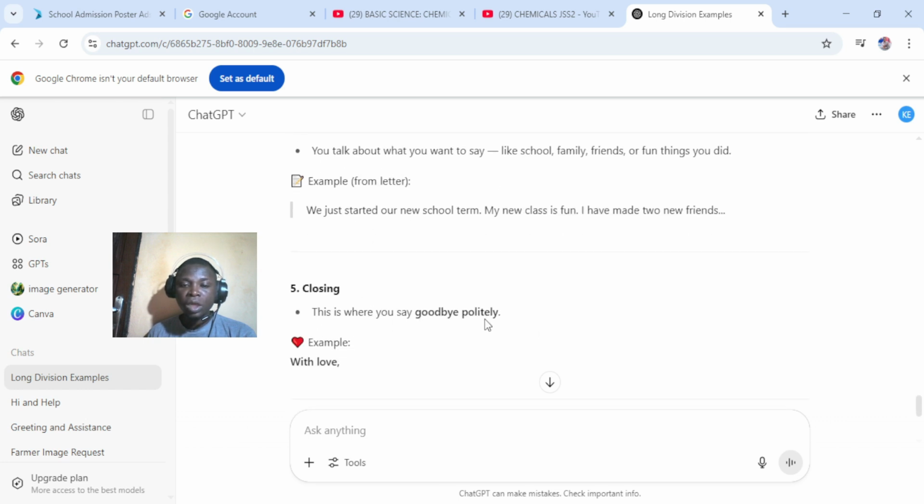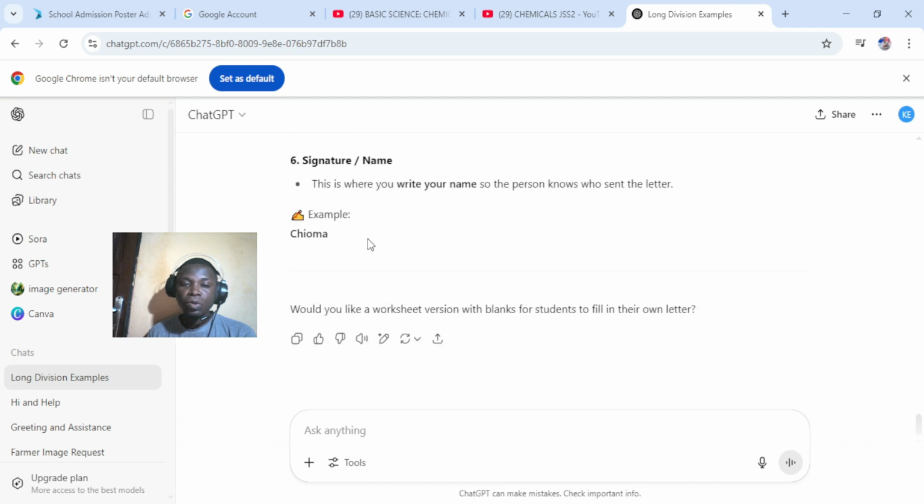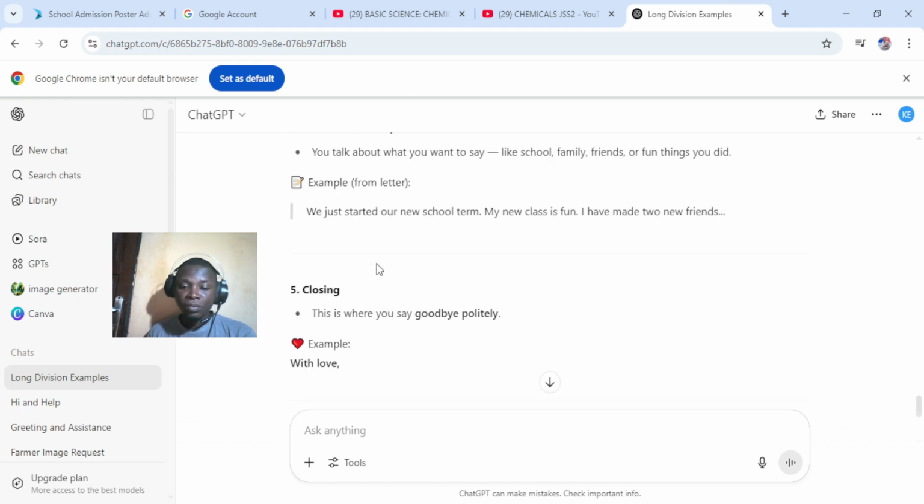Then the closing. This is where you say goodbye politely. Example, with love. Signature and name. This is where you write your name so the person knows who sent the letter, Chioma. So you can imagine how it simply broke down this letter. Even a novice in the teaching profession can comfortably present this lesson using this model and this format that ChatGPT has given.